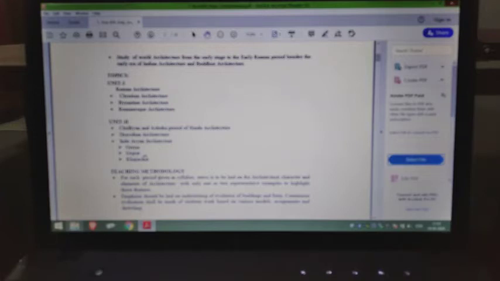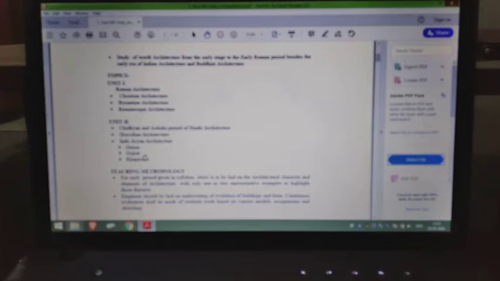So we look at the second unit. The first is Chalukyan and Ashokan period of Hindu architecture. Second is Dravida architecture, and the third is Indo-Aryan architecture with 3 subcategories: Orissa, Gujarat, and Khajuraho. And then their expectation is that for each subtopic, you give just 1 or 2 buildings which are best representative of that particular topic, and you understand what was happening during that era by a certain kingdom, by a certain architectural style. And it becomes relevant in that sense.